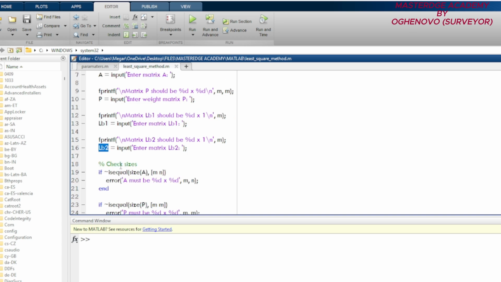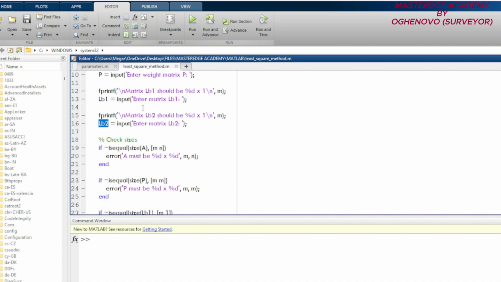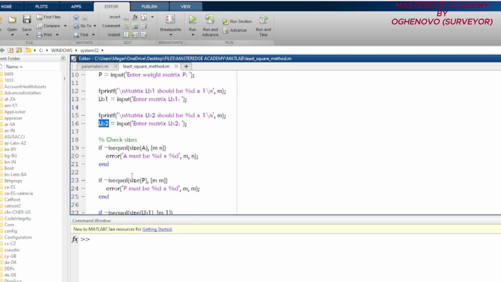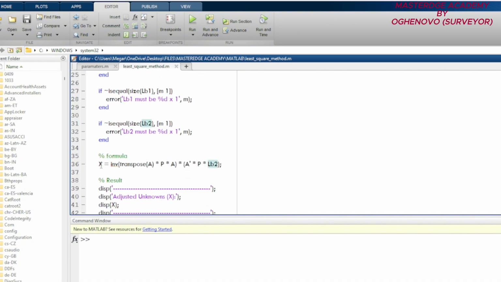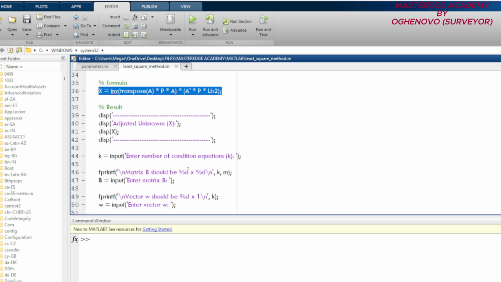Now this is just a check in case you made a mistake in any of this when you are typing it in your command window and it's not equal to what it's supposed to be. It will alert you that there's an error. It's not supposed to be like that. Now as we are running the code, we'll put that little error so you can know what I'm talking about. Alright, so this is the formula we use to get our answer, and this is how the answer will be represented.